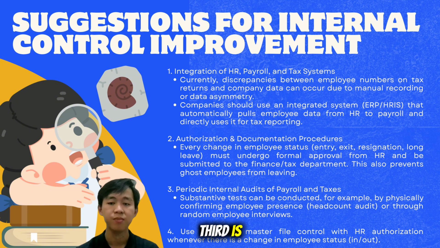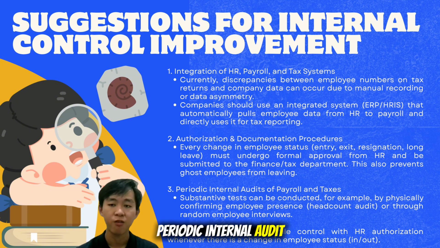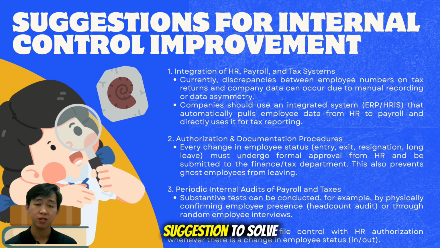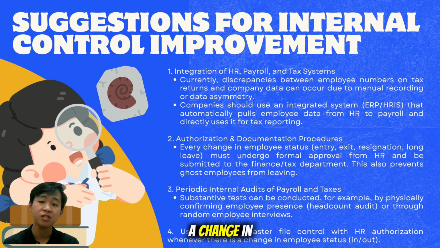And then the third is a periodic internal audit of payroll and taxes. And the fourth, the last suggestion to solve this problem, is to use the employee master file to control, with HR authorization, whenever there is a change in employee status. Whether an employee is in or out.